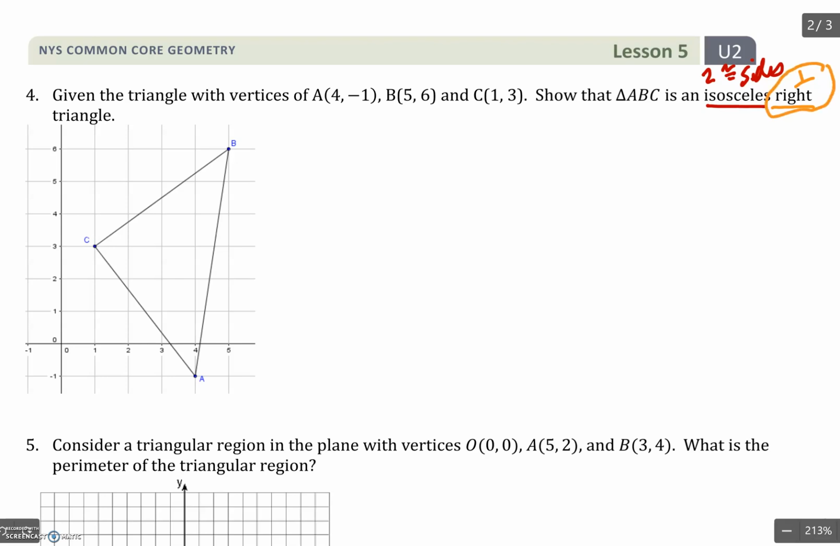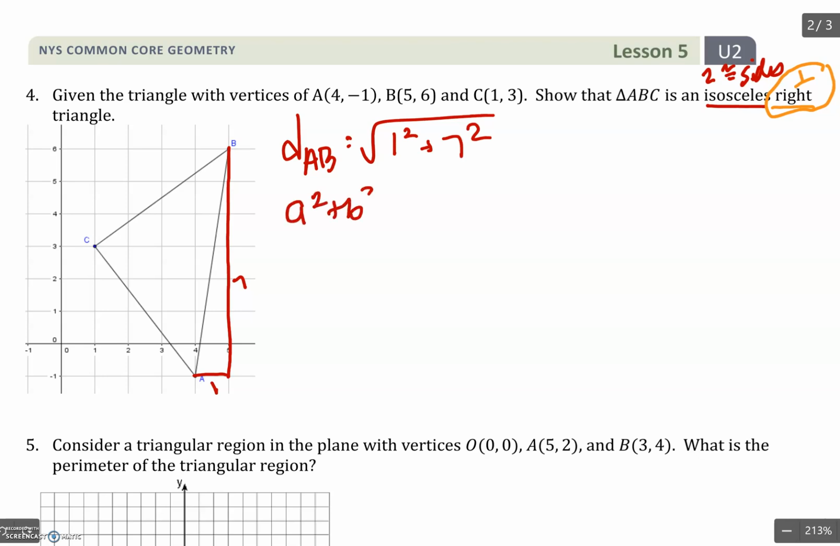So for starters, doing the isosceles right triangle, we're going to look at our lengths. Now, for AB, for instance, if you want to create a little right triangle here, you'll see that this is 1 and this is 7. And you can do the square root of 1 squared plus 7 squared, or you can set it up as a squared plus b squared equals c squared. It's the same idea. And you will get your distance for AB that way. So the square root of 1 squared plus 7 squared becomes radical 50. So I kind of combine Pythag with my distance formula.